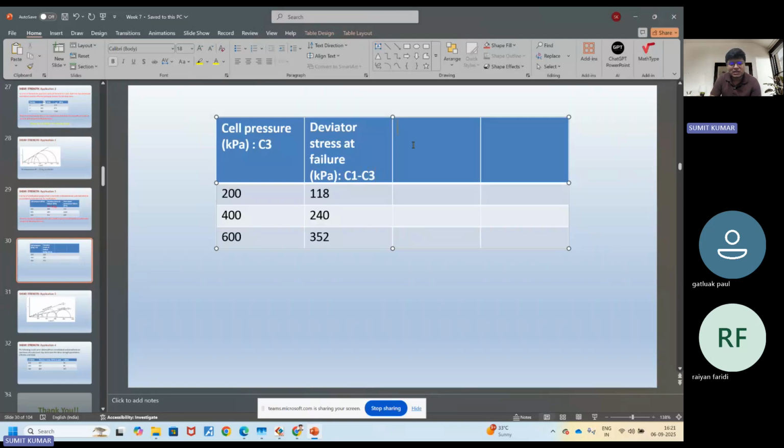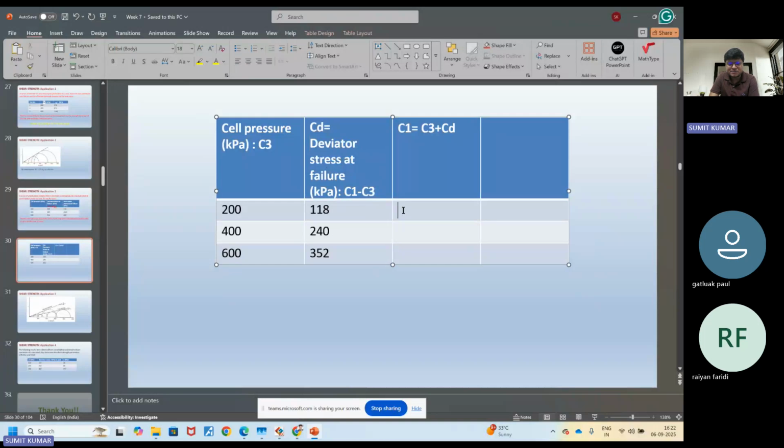Now we need to calculate the sigma 1, that is C1, the major principal stress. So C1 is C3 plus CD, where CD is the deviatoric stress, right? So now we are going to calculate the value of C1. C3 plus CD is going to be 200 plus 118, which is 318. Then 400 plus 240 is going to be 640, and 600 plus 352 is 952.